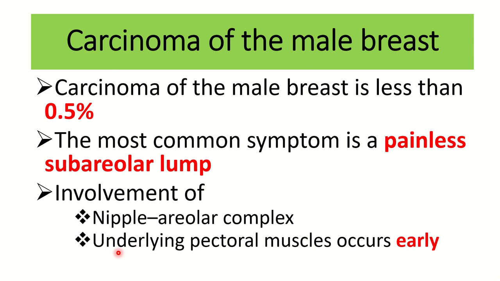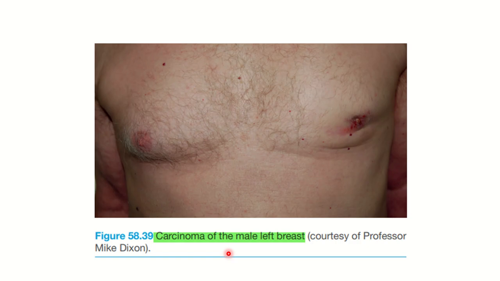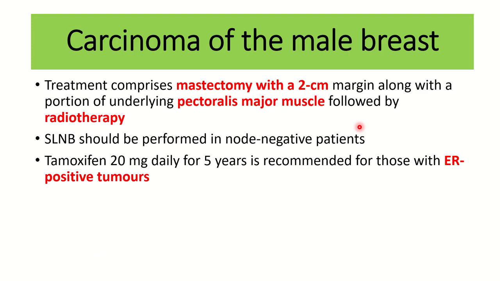In the case of female, the pectoralis muscle involvement is late, but in the case of male breast, as the breast directly lies on the pectoralis muscle, the involvement of the pectoralis muscle is very early. So involvement of the nipple areolar complex, or NAC, and underlying pectoral muscle. And here we can see this picture, that means the carcinoma of the breast. Here we can see the nipple and areolar area. This is distorted or changed in shape, and it is the carcinoma of the breast.